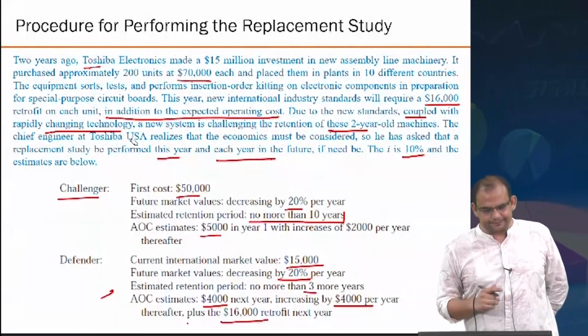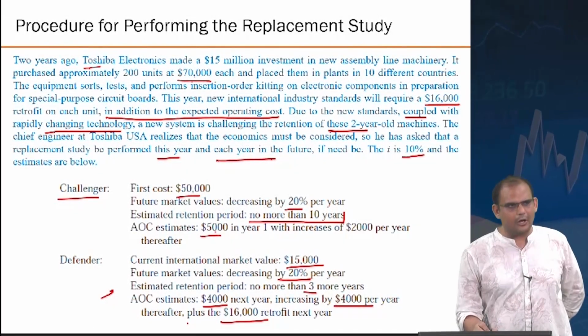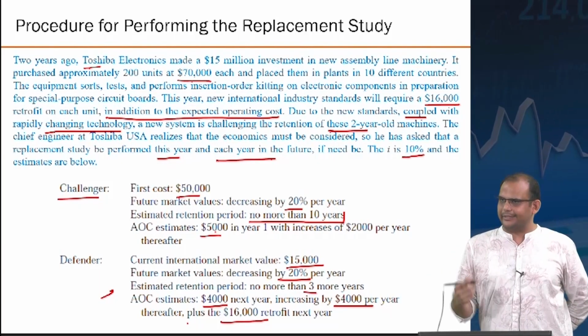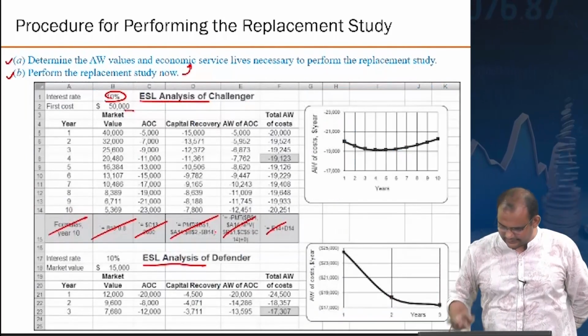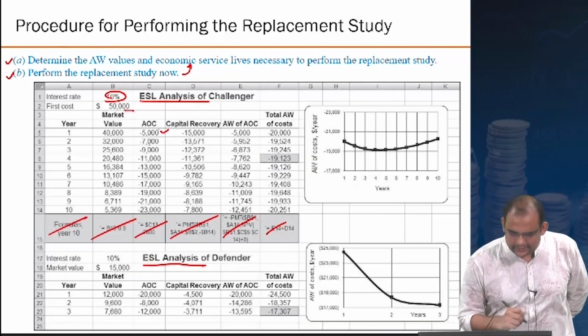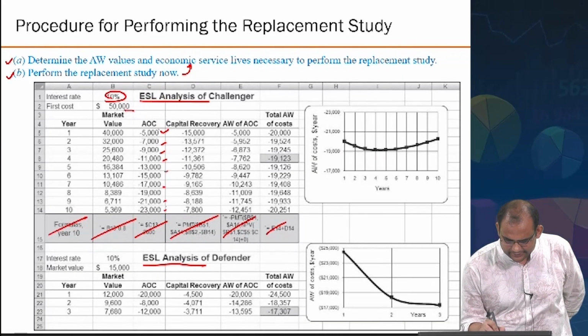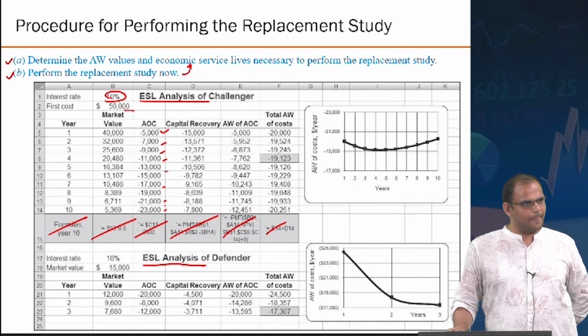The AOC, $5,000 in year 1, increasing by $2,000 every year, right? $5,000 in year 1, increasing by $2,000 every year. Make sense?